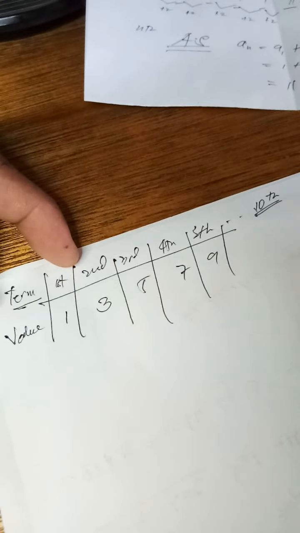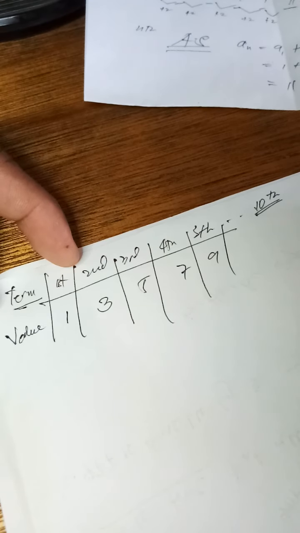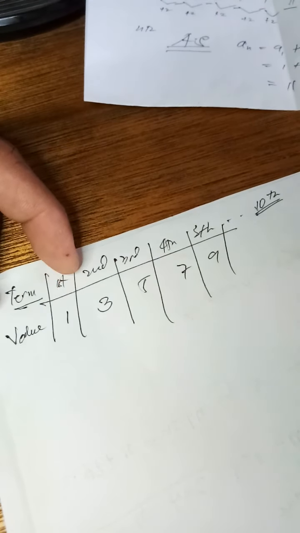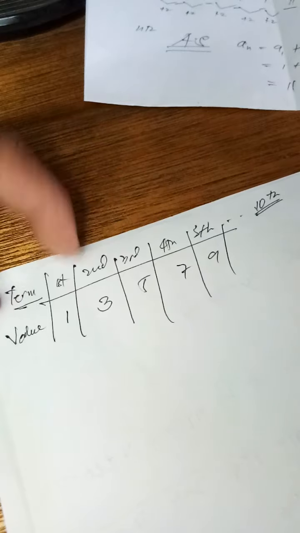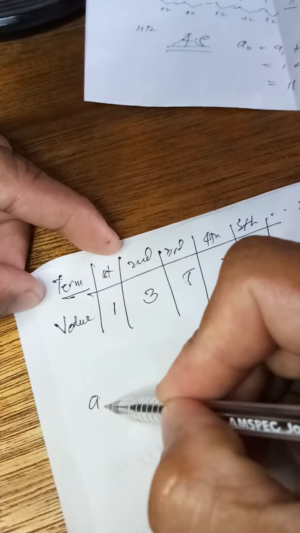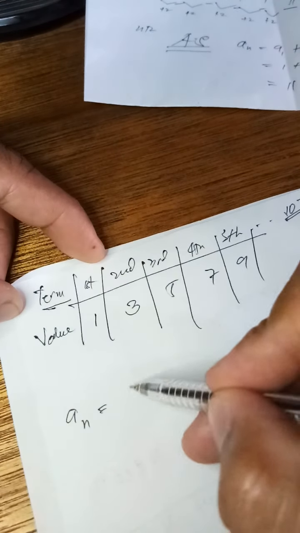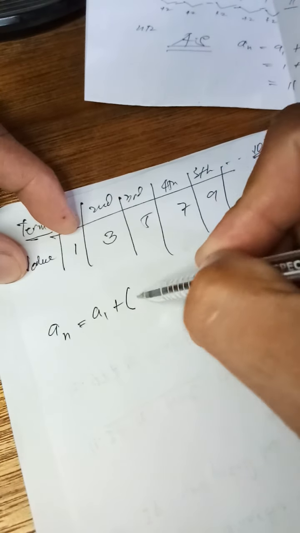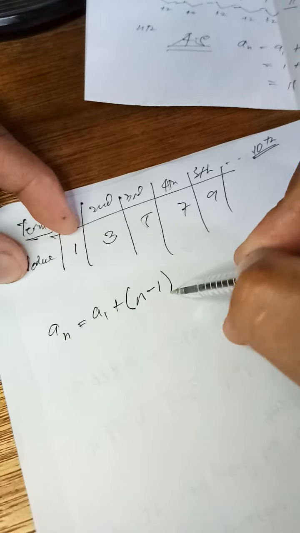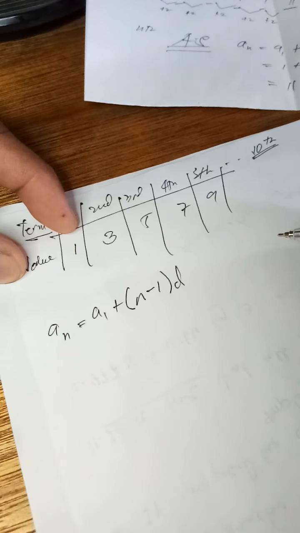So using the formula, yung unang binigay ko, which is known to be the general form or the general formula in finding the arithmetic sequence, we have a sub n is equal to a sub 1 plus n minus 1 times the common difference. Okay?